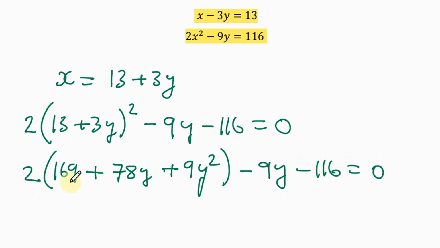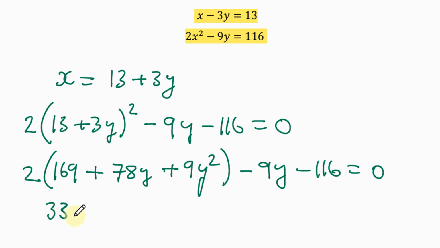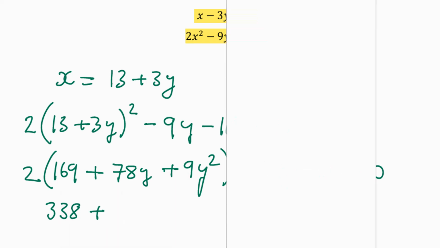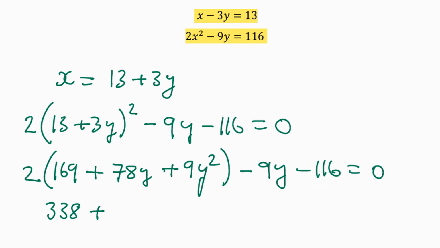We can multiply the 2 here into the brackets, and we can use a calculator. So 2 times 169 is 338. Then 2 times 78 is 156. So 156y. And then 2 times 9y squared is 18y squared.